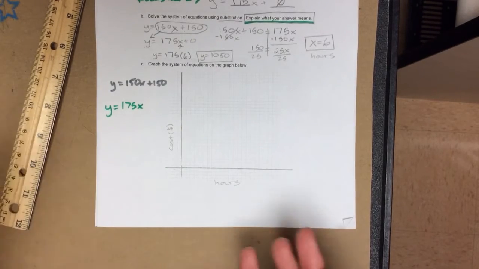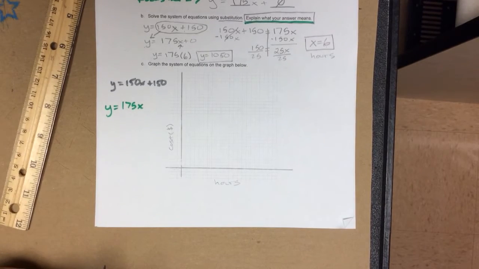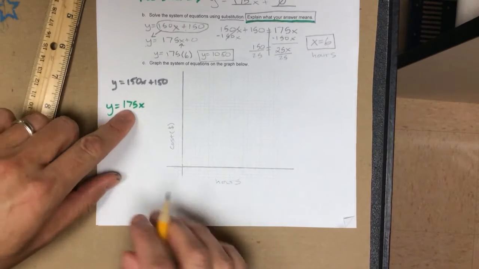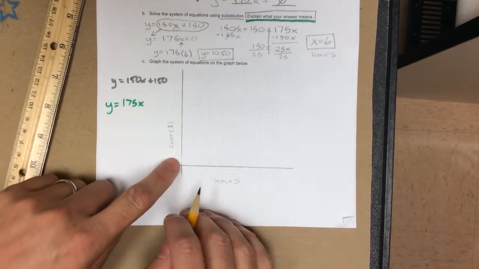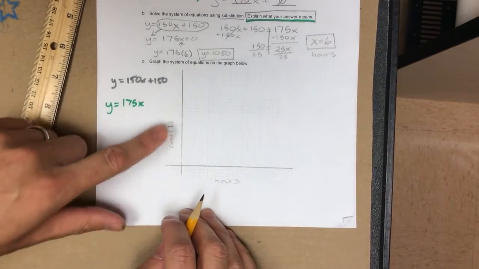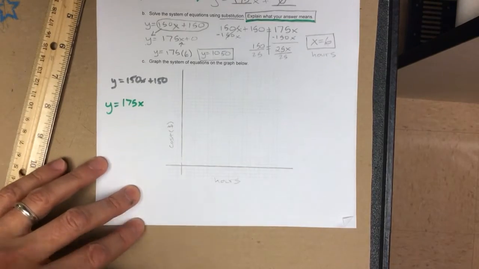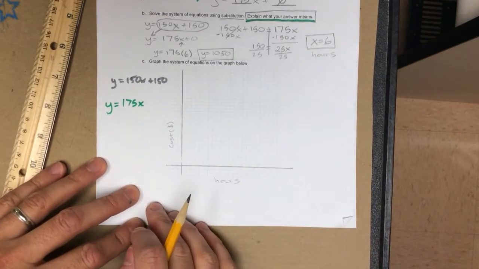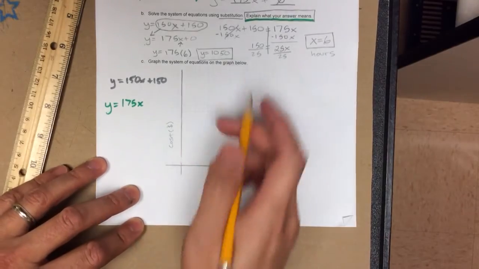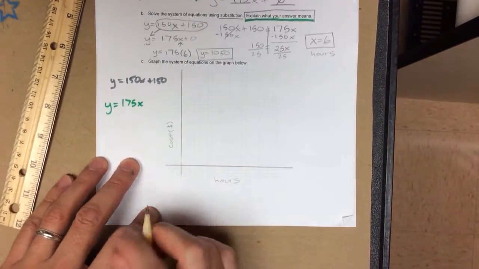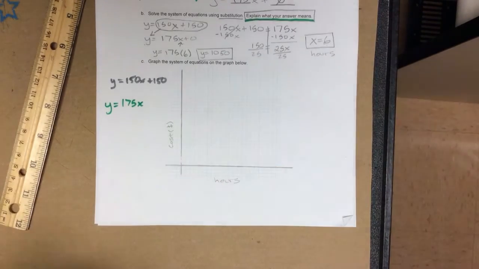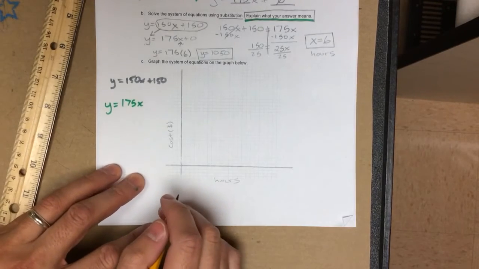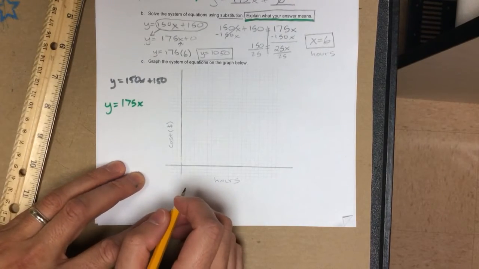Now, we're dealing with some fairly large numbers here. We're dealing with 150 and 175. So if I label this as 1, 2, 3, 4, 5, 6, 7, 8, 9, 10, there's no way that I'm going to possibly be able to get to 1,050. So I think an easier way, probably an appropriate scaling of this, would be to label it by 50s.